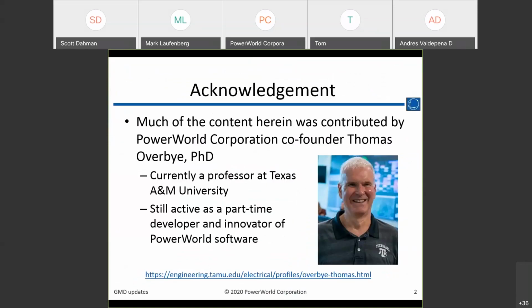First, an acknowledgement. A lot of the content in here was actually developed by our co-founder, Tom Overbye. Many of you may know he's currently a professor at Texas A&M. There he is in his Aggie gear right there, and some links to his research. Tom is still active as a part-time developer and innovator, probably more of a full-time developer in the summer, especially in a COVID summer. I'd say he's heavily involved right now.